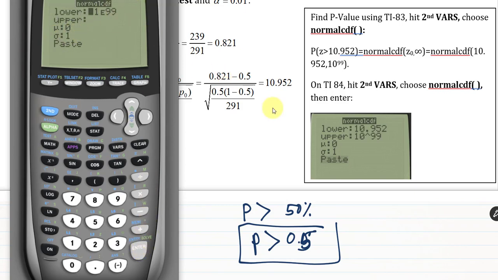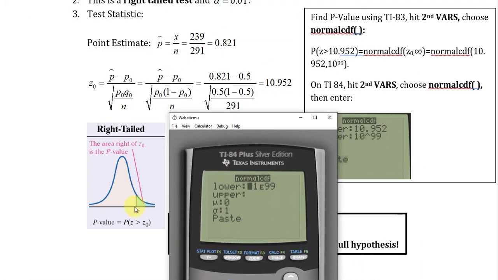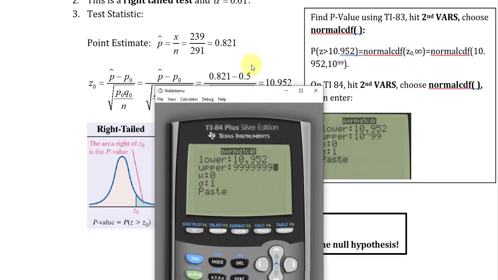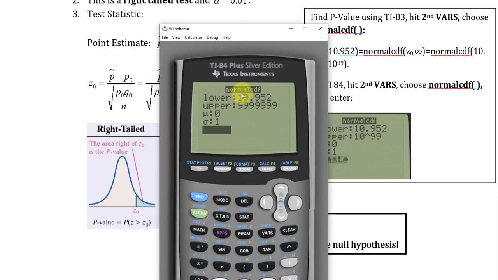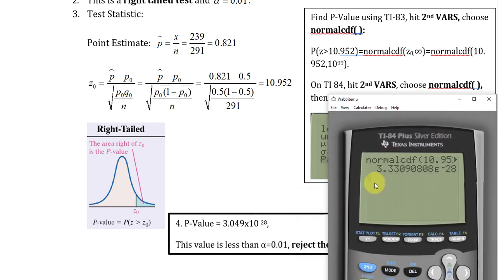Now the lower bound is your z naught, or 10.952. For the upper bound we go all the way to the right, so I just have to enter a very large value like 9999 or 10 to the 99 power, as long as you put in a very large value. And then the mean is 0 and the standard deviation is 1, because this is the standard normal curve. Then hit enter, and that should give you the p value.